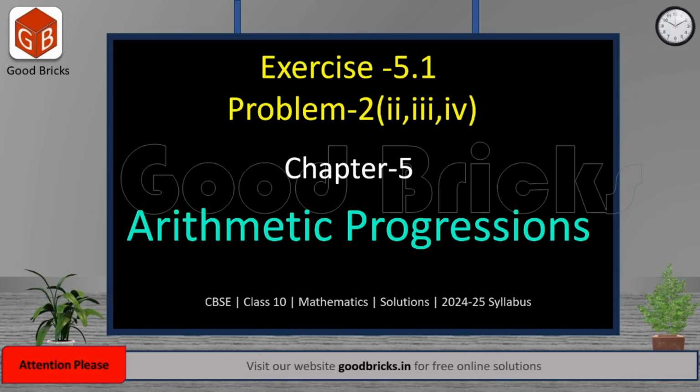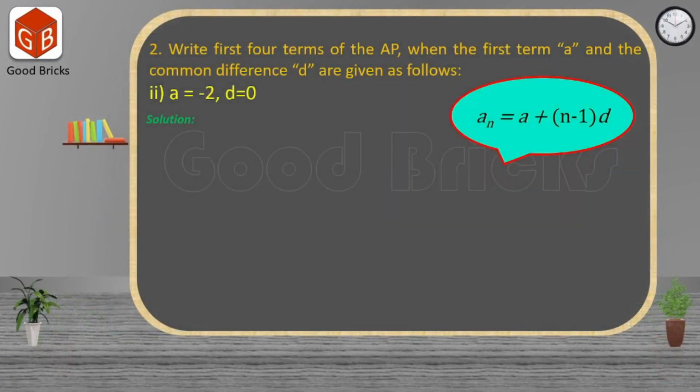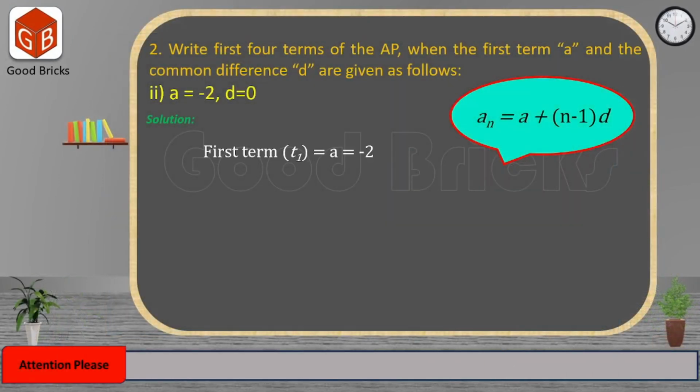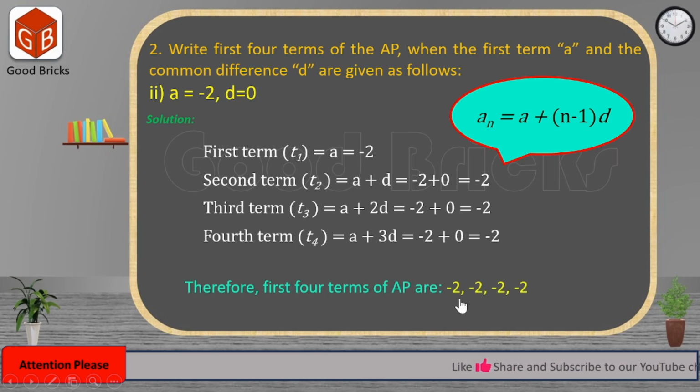In this video, we are going to discuss second, third and fourth bits of problem 2. If you look at the values of term 1, term 2, term 3 and term 4, we will see that all four values are same because common difference between them is 0. So the final answer is minus 2, minus 2, minus 2, minus 2.